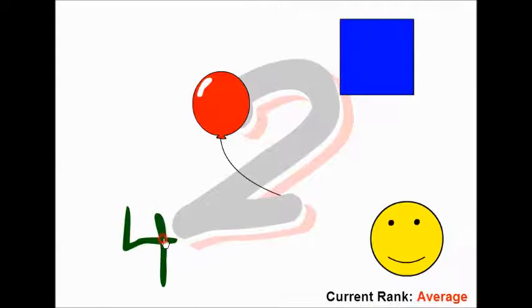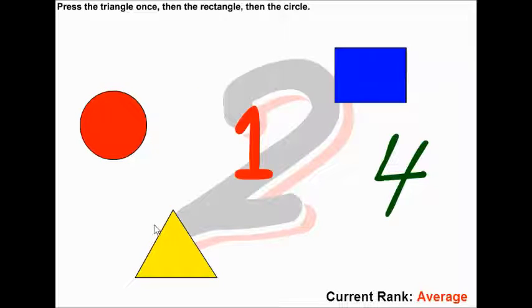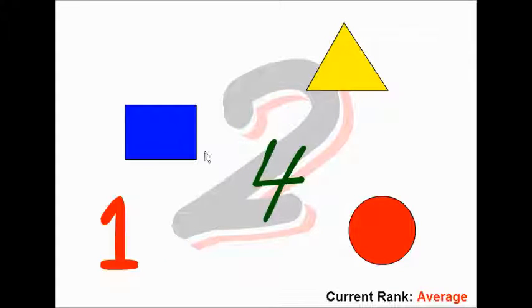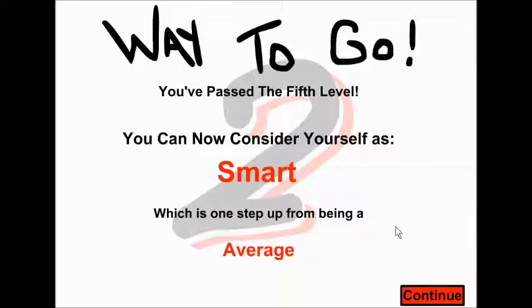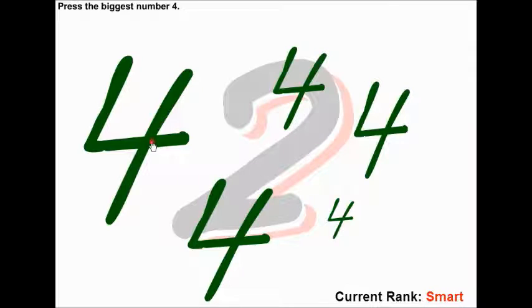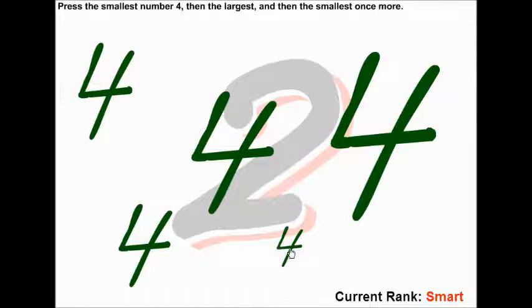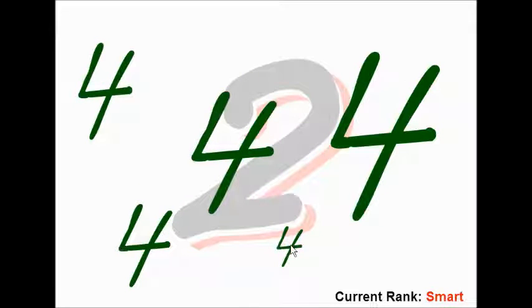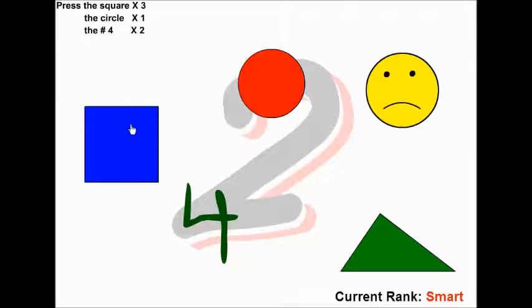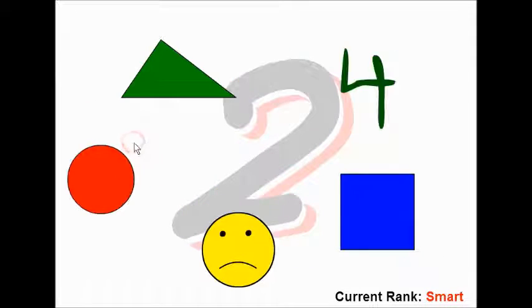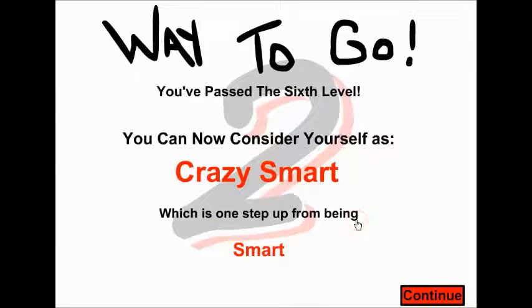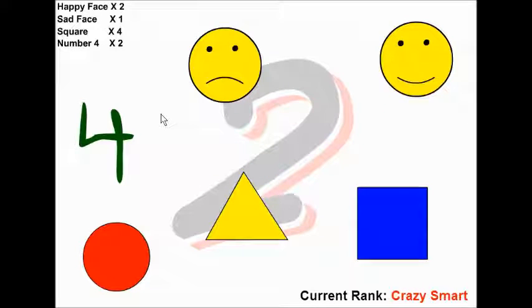Happy face. 4. 4. Triangle. Yes! Oh! I rock! Triangle once, and the rectangle, and then the circle. I'm smart. The biggest number 4, the smallest and the largest and the smallest. Smallest, largest, smallest. Smallest. Press the square, then the circle, then the number 4. Square, square, square. Circle, then 4, and 4. Yes! I'm crazy smart.